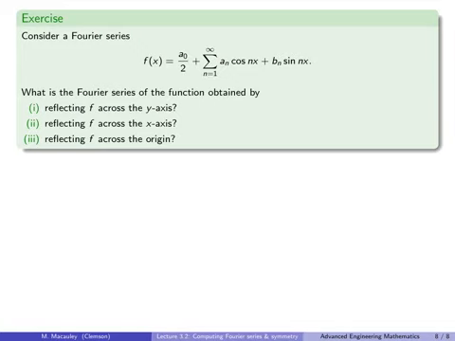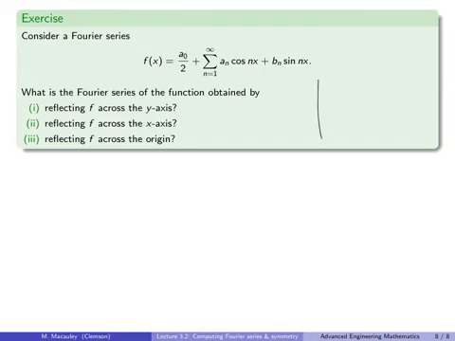I'm going to conclude with an exercise just to help us better understand Fourier series. So consider a Fourier series, a-naught over 2 plus the infinite sum of sines and cosines. I'm going to just let L be equal to pi, so we have nx instead of n pi x over L here. So let's draw it.